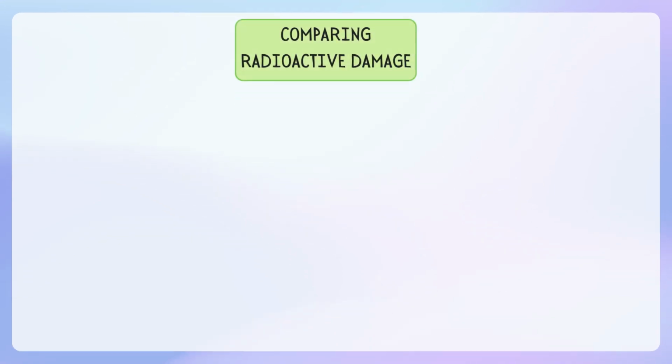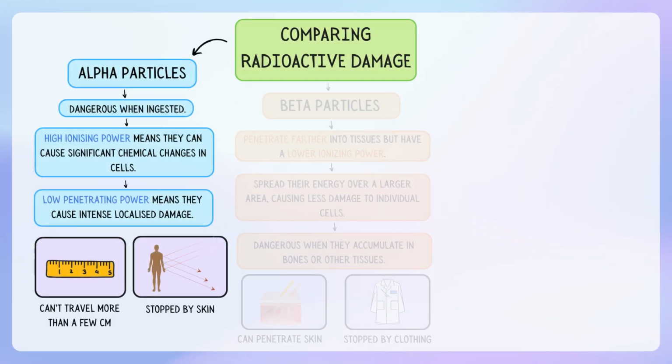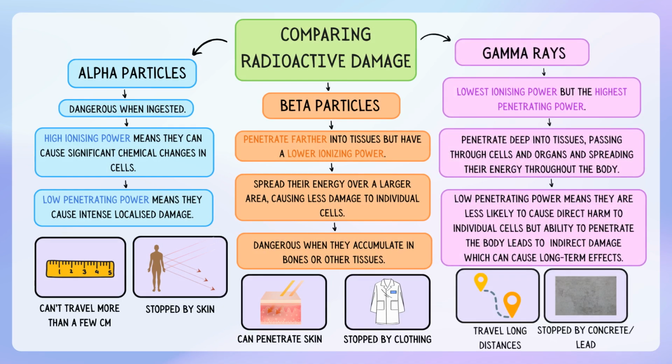In today's lesson, we compared alpha, beta, and gamma radiation in terms of their damage to living tissues and associated health risks. Understanding the distinct behaviors and dangers of these radiation types is essential for managing exposure risks effectively in medical and laboratory environments.